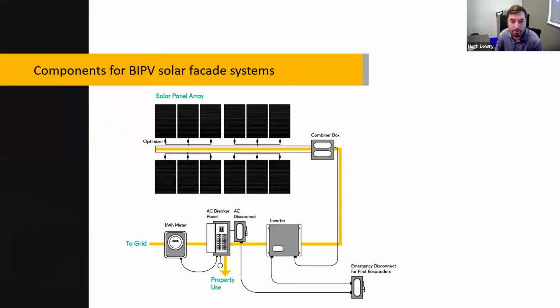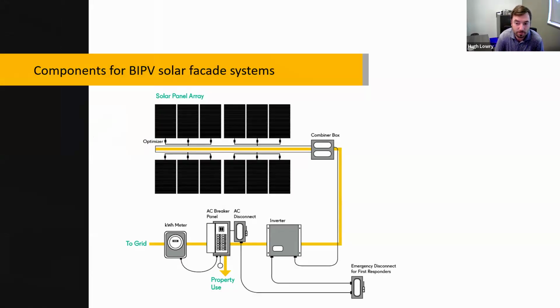Okay, so components for a BIPV solar facade. Starting with the obvious, solar panels. Also in this diagram, you're going to see inverters, safety equipment, and basic wiring. So solar panels themselves are the modules that use sunlight and convert that sunlight into energy.